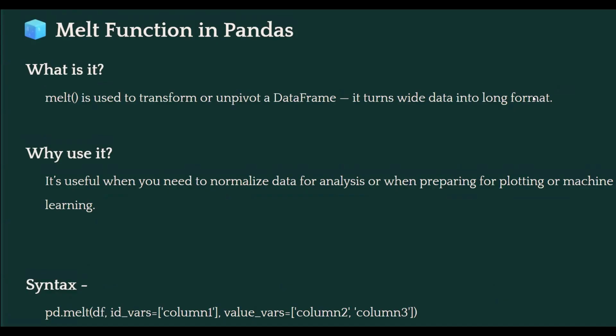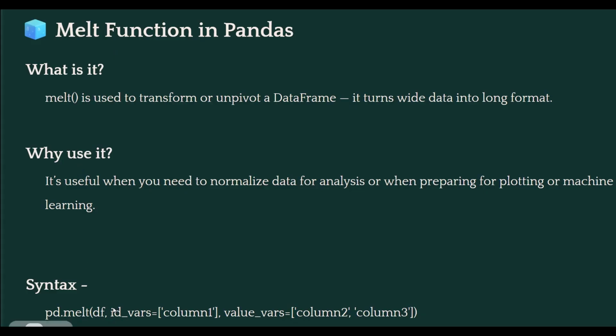That means you have a large number of columns. Maybe you have 20 columns and you want to make it one column, or make it shorter and in long format. I mean, in a vertical way, you will have more data. So why do we use it? We use it when we need to normalize data for analyzing, or when preparing for plotting or machine learning. This is used when we are doing more with machine learning. We use these melt functions.